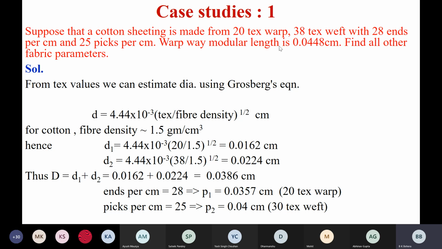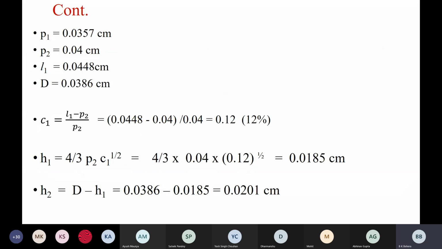Look at this. Modular length in warp, that means L1. So now you have 4: L1, capital D, P1, P2. As we have already discussed in theory, out of 11, if you know at least 4 pieces of information, you can solve for all other parameters. So you know L1, capital D, P1, P2. Now solve the other parameters.